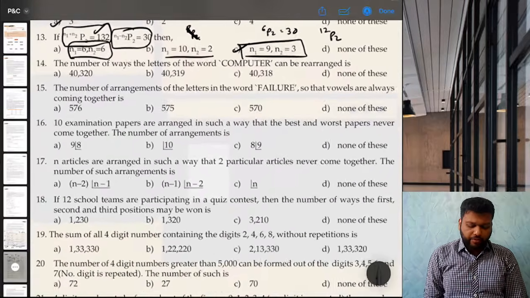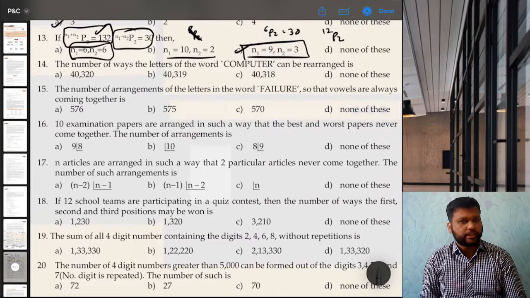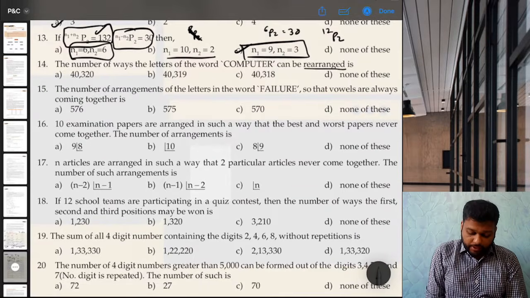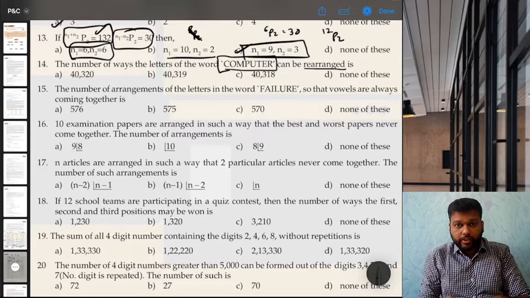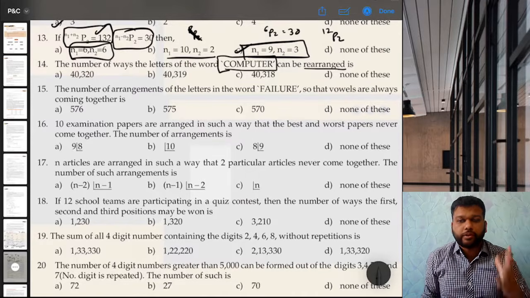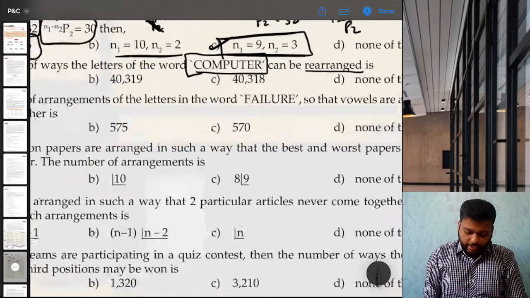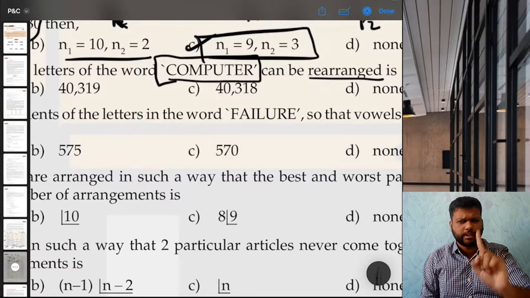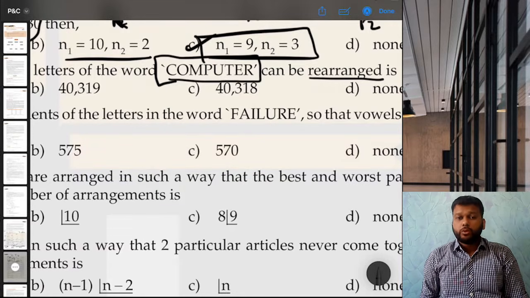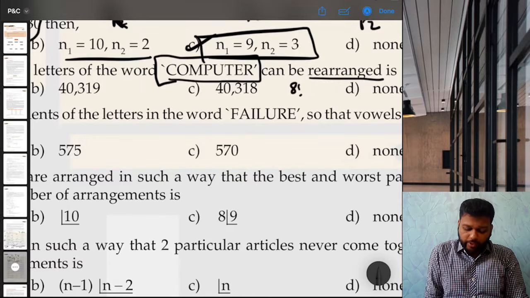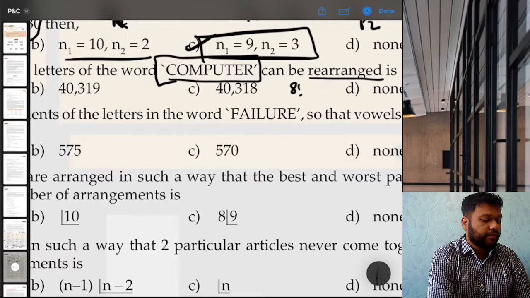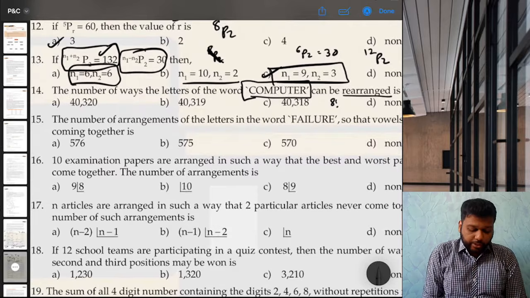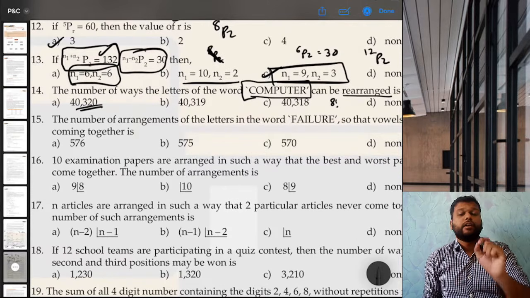Next, the number of ways the letters of the word computer can be rearranged is. Now in this question, they mean rearranged. Rearranged means this word is the original word. How many other words can you form? Now understand, is there any repetition in that? COMPUTER. There is no repetition, right? All the letters are coming one time only. Fine. So 8 letters at 8 places, that means 8 factorial ways. What is 8 factorial? 7 factorial is 5040 multiplied by 8. That is 40,320.